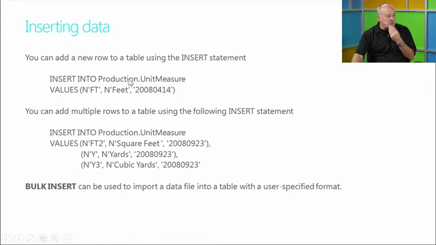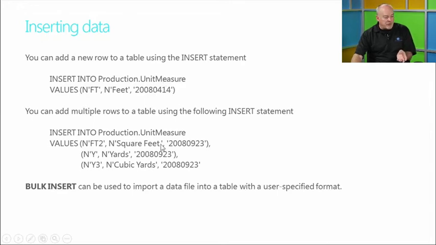So I'm going to say insert into production.unitmeasure. The value of the first field is going to be FT, the second field is going to be feet, and the third field is going to be a date. Now, what this is going to do, and I'll go back out and execute this, is add a row into the unit measure.